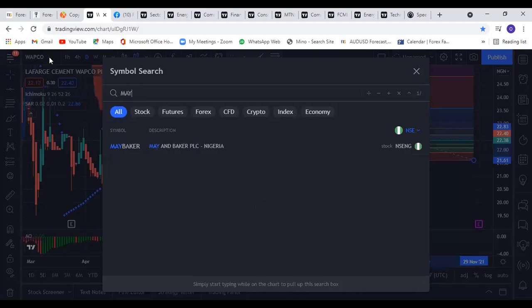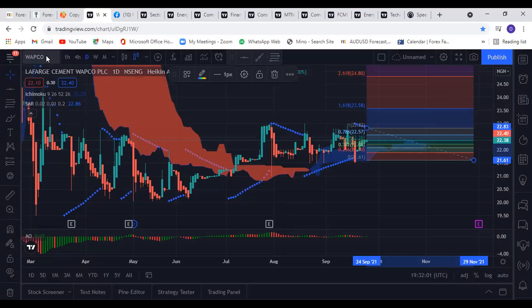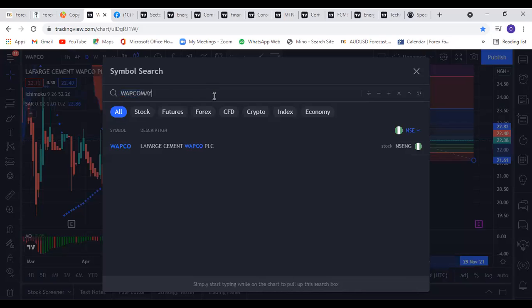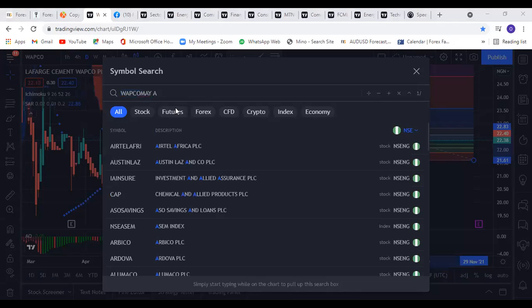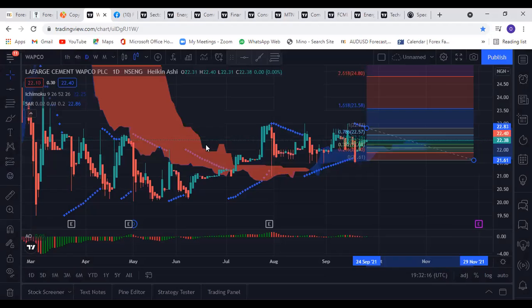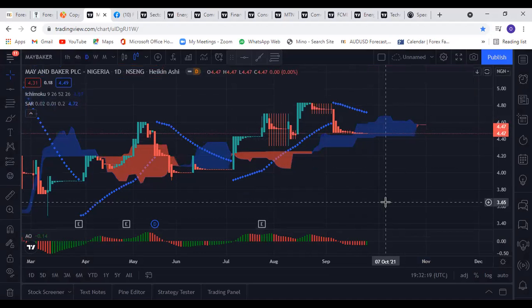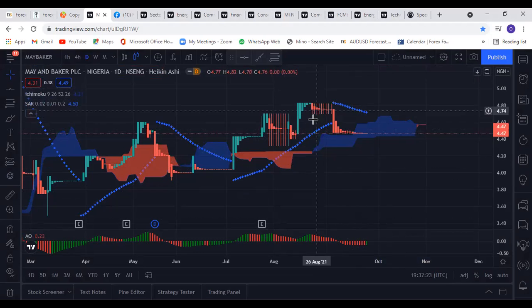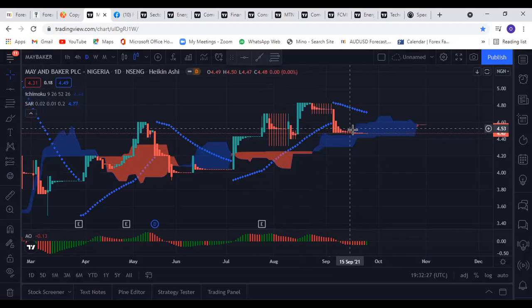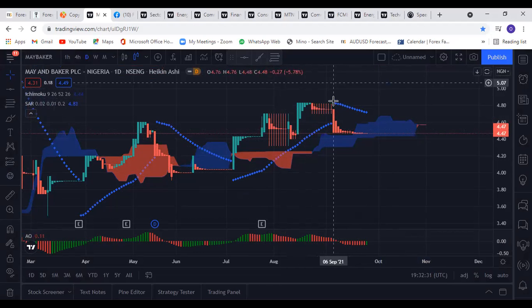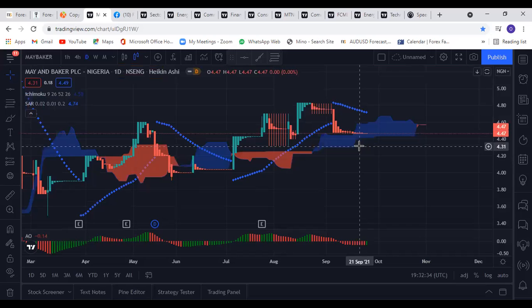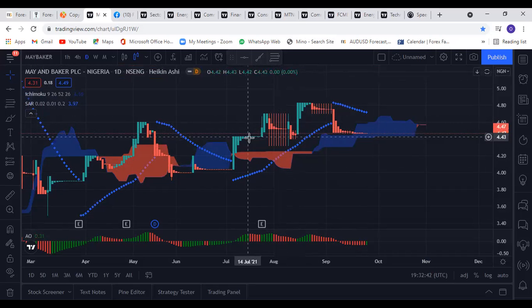Bay and Baker. Ah, it's good. You can enter at this price, but anytime I see the chart doing like this, it's not tradable. There's no volume to push this thing. So it can go anywhere. But the way it is now, you can choose to buy here, or you come and buy at 4 naira 31 kobo, or you buy at current price. It's not tradable. It's not moving. So I can't really forecast the next move.